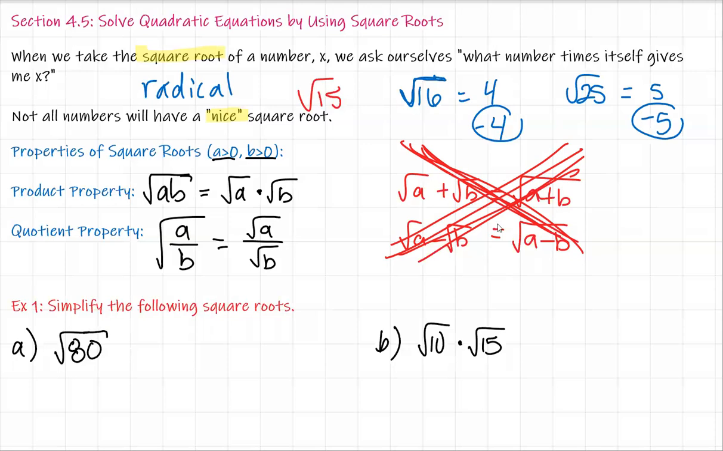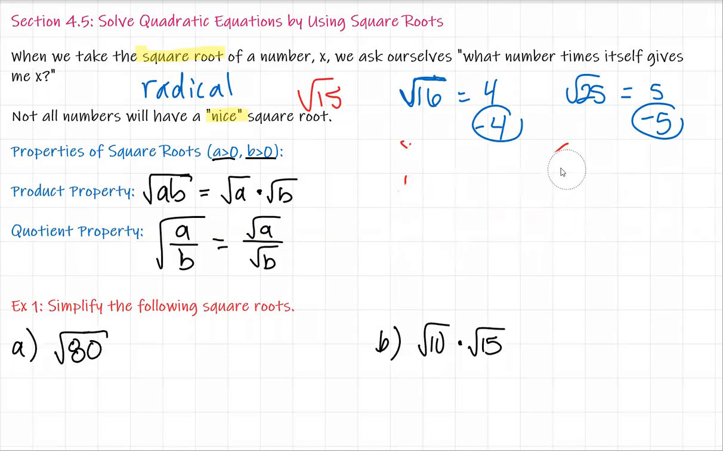So fight the temptation. If you're wondering why that is not true, do an example. Let's think about the square root of 10 plus the square root of 6. If this were true, then this would be equal to the square root of 16, which is 4. But if you do this in your calculator, you do not get 4. So just don't do it. Big no-no.